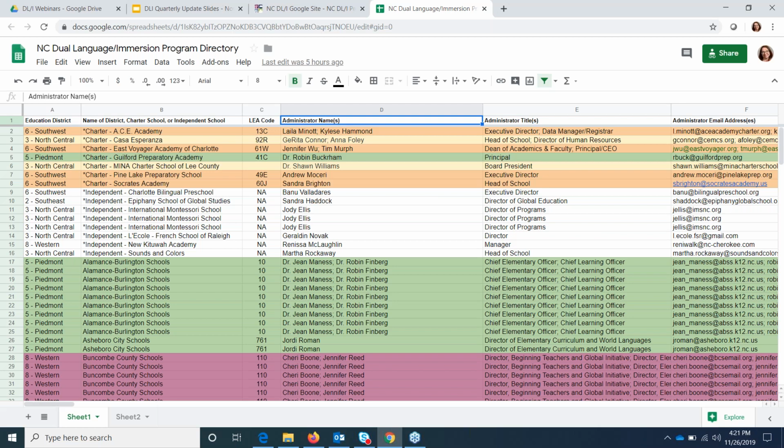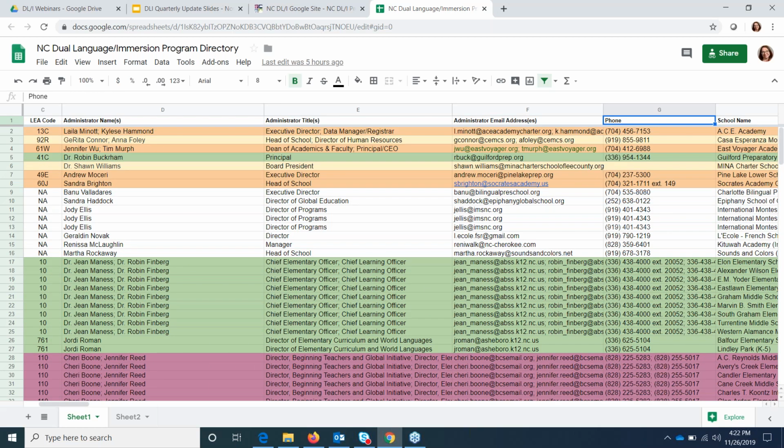are considered administrators. So if you had a question about where the program is located, who's in charge, how are they structured, this is who you'd call. So you have that person's name, and our DLI programs can have more than one person, but they have to have at least one. You have their title, you have their email address, and their phone number.